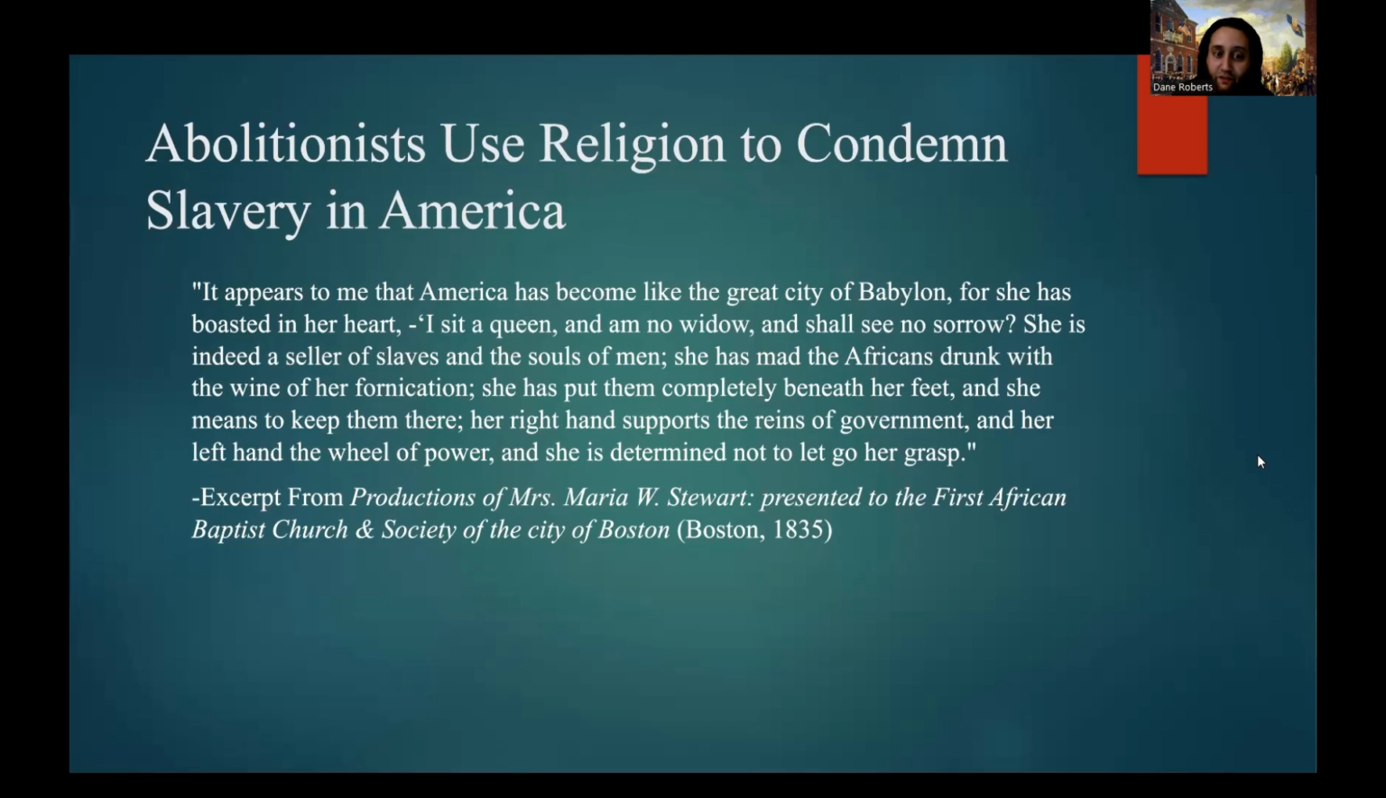She is indeed a seller of slaves in the souls of men. She has made the Africans drunk with the wine of her fornication. She has put them completely beneath her feet, and she means to keep them there. Her right hand supports the reins of government, and her left hand the will of power, and she is determined not to let go or grasp." And here's the source that I got that excerpt from.